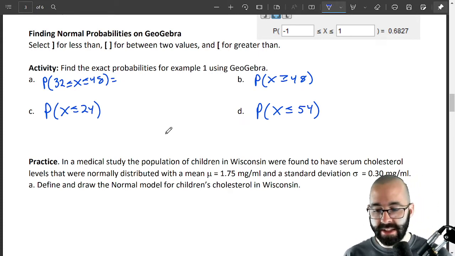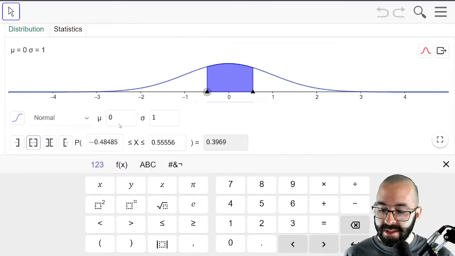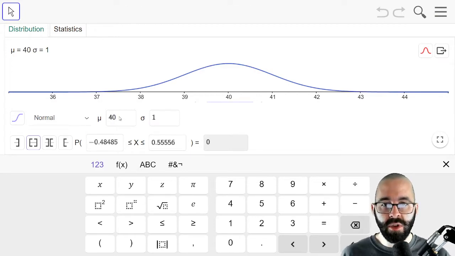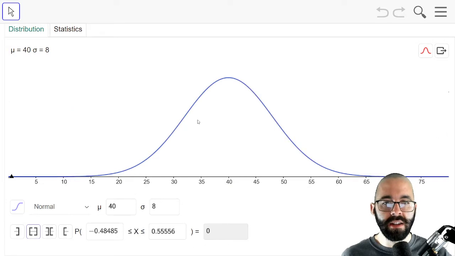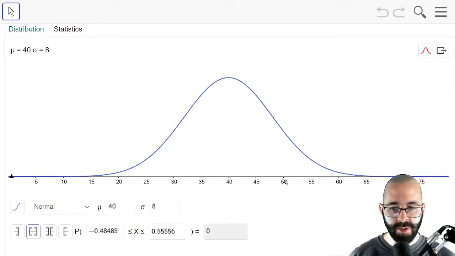So let's calculate these with GeoGebra. For between 32 and 48, we have to put in the mean and standard deviation first. The mean, remember, the problem said, was 40 inches of rain. The standard deviation, it said, was 8 inches of rain. So now hopefully it scales by 5 instead of by 8. But if we compare this graph with the graph from the last video, it should look pretty similar.